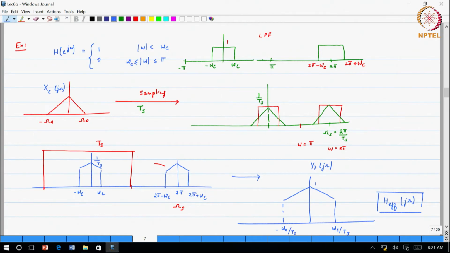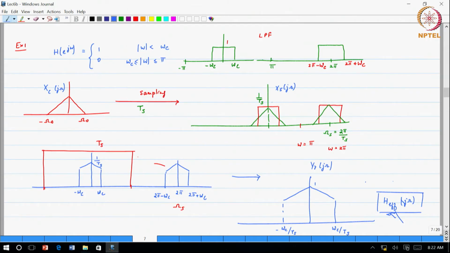It produces for me the spectrum X s of j omega, with a scale factor of 1 over T s. We have multiple replicas, and those replicas are at multiples of omega s, which is equal to 2 pi over T s. Now, we said that we could map the continuous time frequency to the discrete time frequency by simply multiplying the continuous time frequency by T s. If you multiply by T s, we find that omega s corresponds to 2 pi, and the midway point is omega equal to pi.